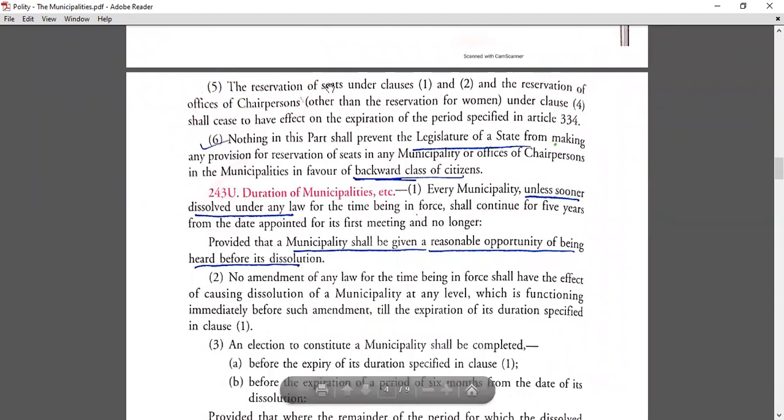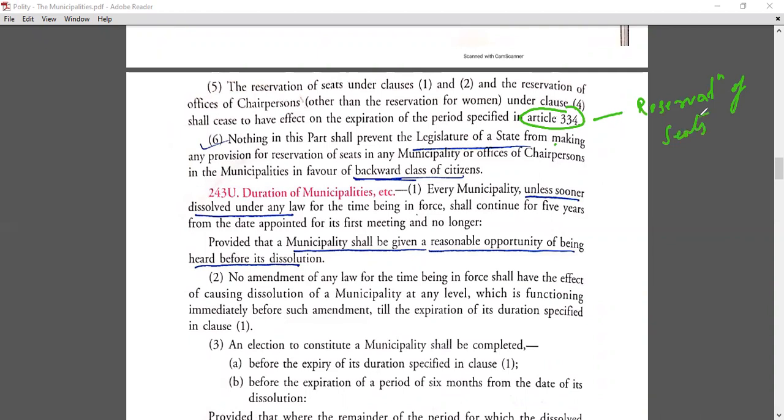The reservation of seats under clause 1 and clause 2, that is for SC and women, and the reservation of offices of chairpersons, other than the reservation for women under clause 4 just now studied, shall cease to have effect on the expiration of the period specified in article 334. Now 334 was in the news. Now what is 334? 334 deals with reservation of seats and special representation.